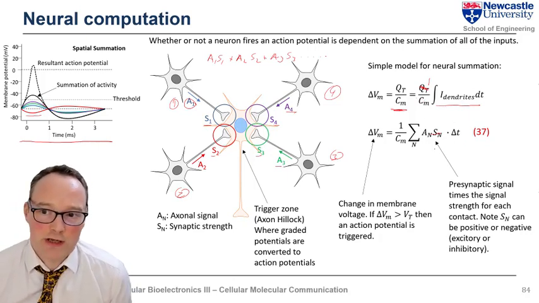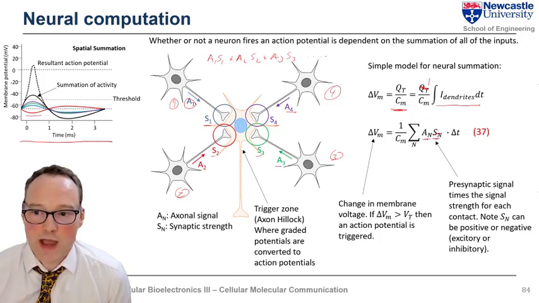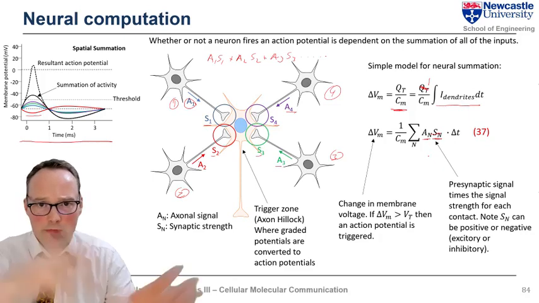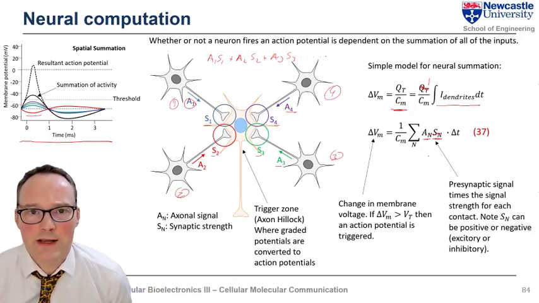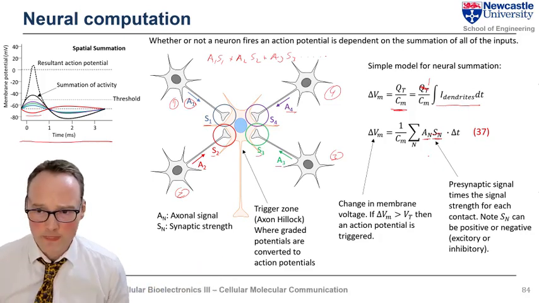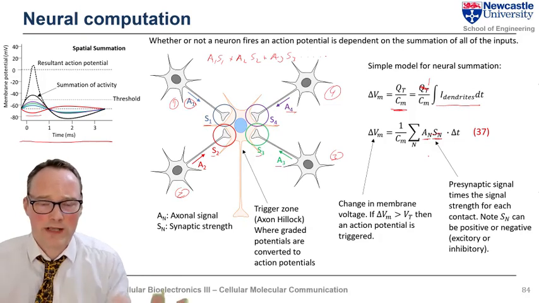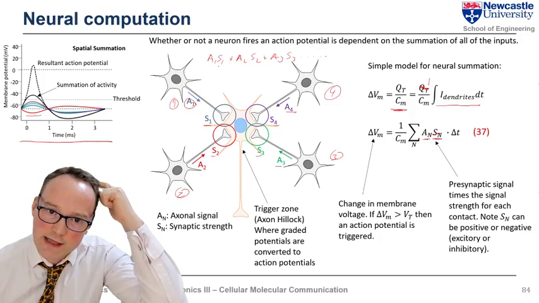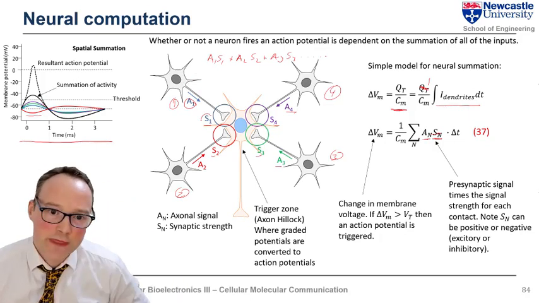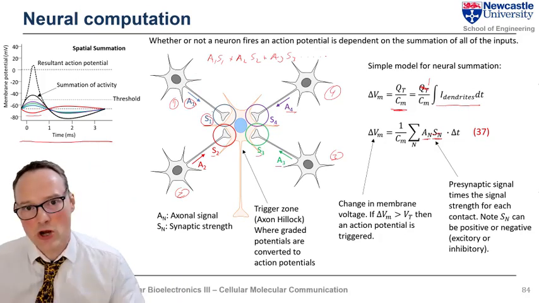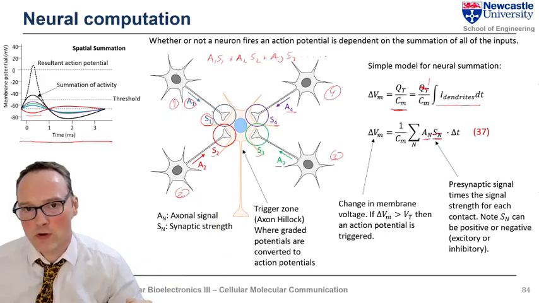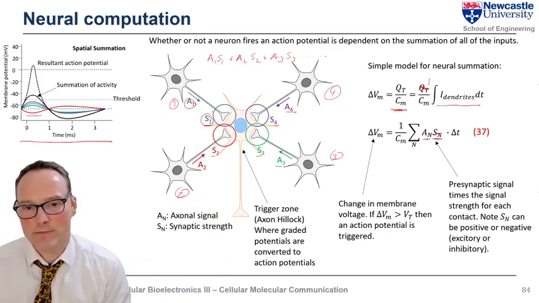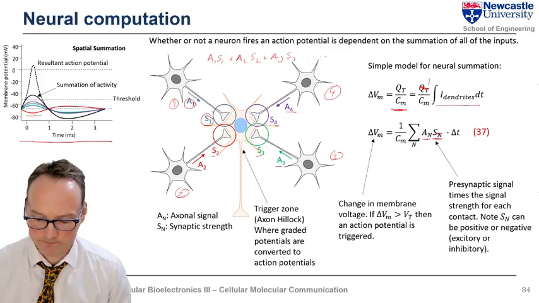Well, the summation is just the strength of the signal times the strength of the synapse, and then you sum over all of these particular synapses. So it's a very straightforward concept. It's just a summation function. But the real trick is in the weightings of these particular synapses. That determines whether one type of neuron has a more important input than another type of neuron.